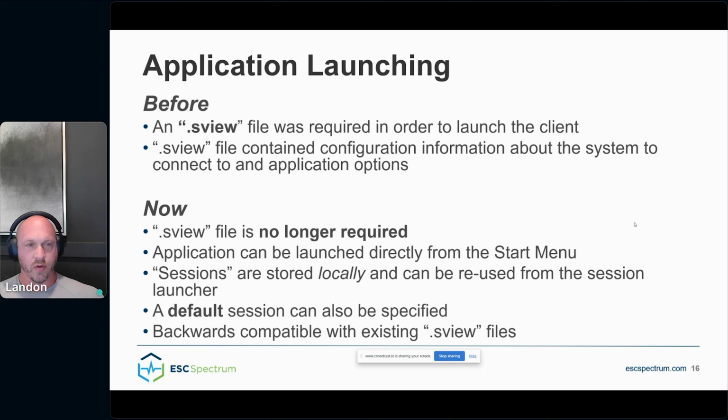So we did change that in Prism 2.0. An SView file is no longer required to start Prism. You can go directly to the Start menu, find Prism, and double click on it and launch it, or I guess it's single click to the Start menu. When you do that, there's a sessions kind of window that pops up that shows you any recently used sessions that you've had. You can also do things like set a default session. So anytime you launch from the Start menu, you can go directly into that particular site if you want. And we did maintain backwards compatibility with the existing SView files. So if you already have those set up, you're already using those at your site, you can continue to use those without an issue.